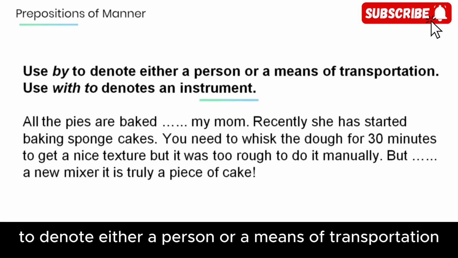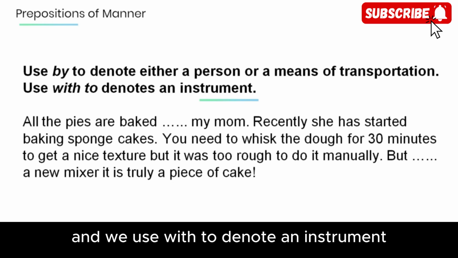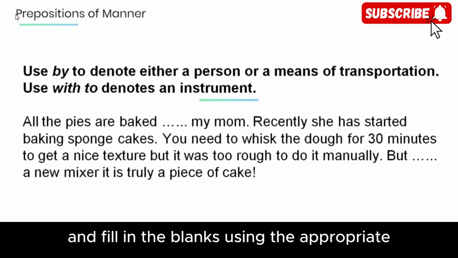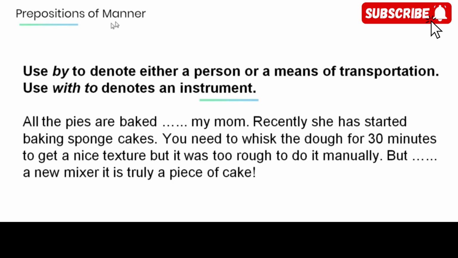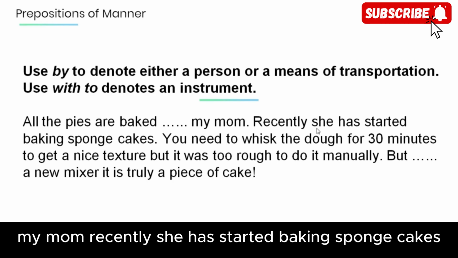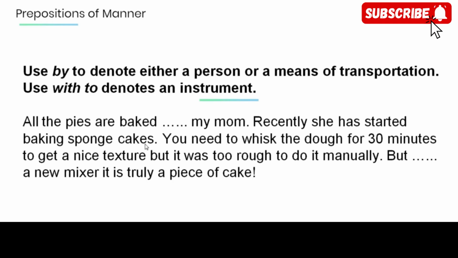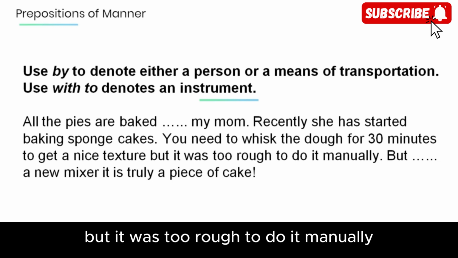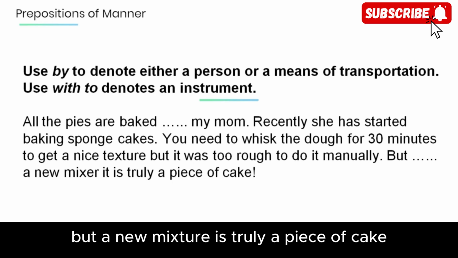Now, we use by to denote either a person or a means of transportation, and we use with to denote an instrument. Now, read the following sentences and fill in the blanks using the appropriate preposition of manner. All the pies are baked blank my mom. Recently, she has started baking sponge cakes. You need to whisk the dough for 30 minutes to get a nice texture, but it was too rough to do it manually. But blank a new mixture is truly a piece of cake.